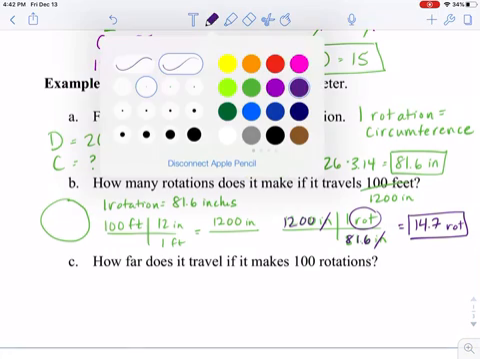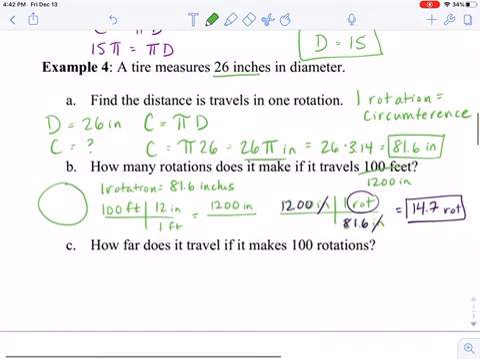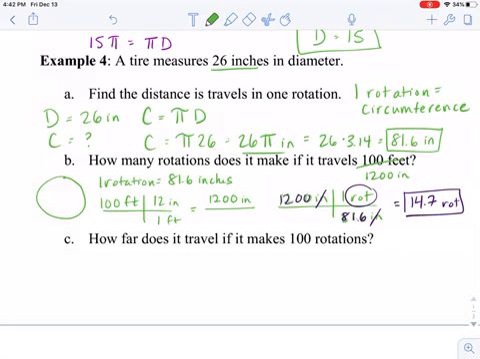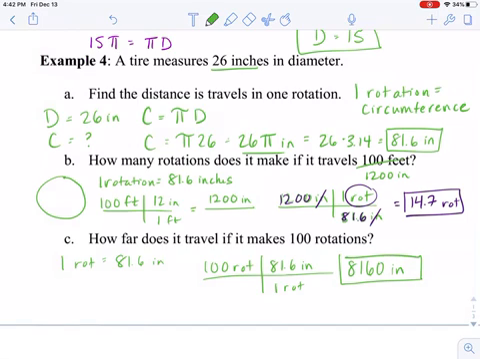Okay, last question in this series. How far does it travel if it makes 100 rotations? Well, I know that one rotation, again, is 81.6 inches. So 100 rotations, if I just multiply that by 81.6 inches for every one rotation, when I multiply that out, I get 8,160 inches. By the way, that's 680 feet.